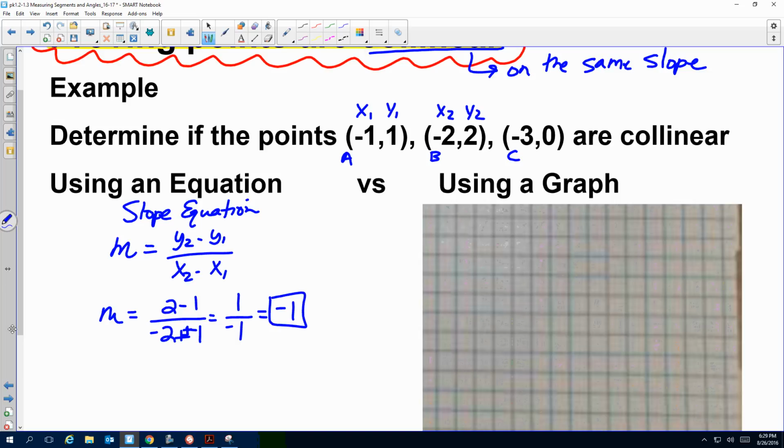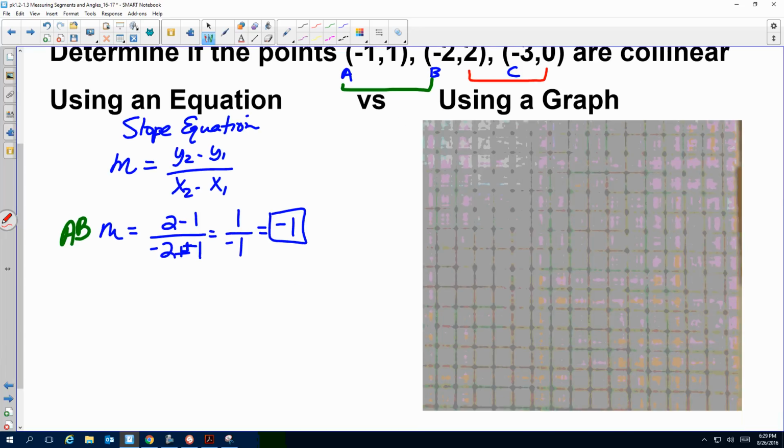Now we're going to find the slope between the next two points. So we started off really doing A to B. So this was A to B, the slope from A to B. And now we're going to look at the slope from B to C. So these two points. So we're going to look at the slope of B to C.